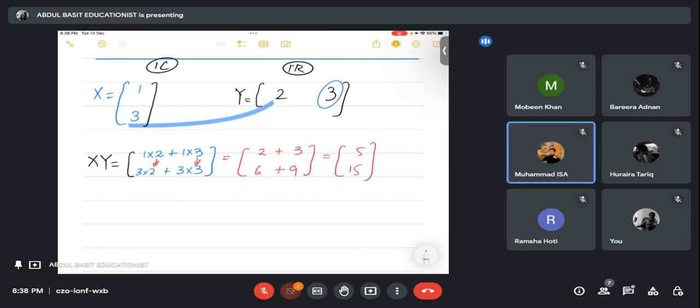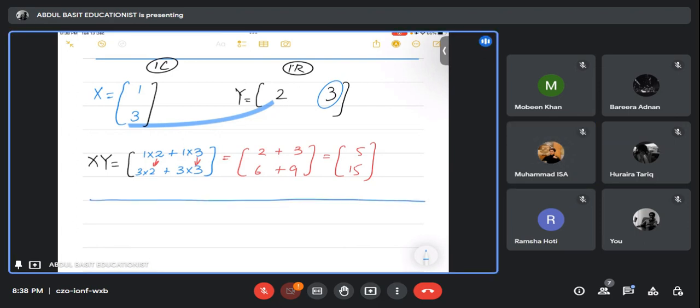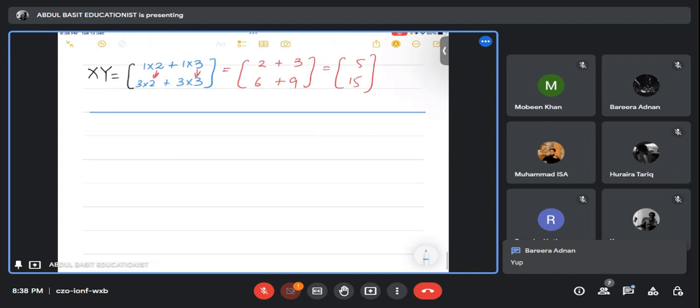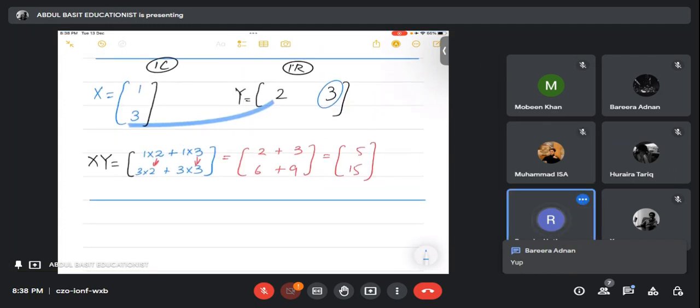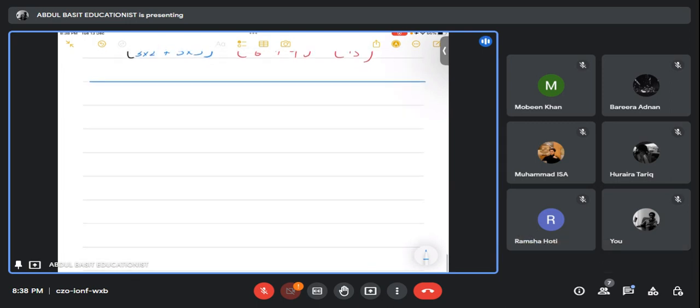Yes sir. Okay, I'm left with the last part of this Cambridge syllabus. Ramsha, do you have any question, beta? No. Okay, I'm left with only the last part of this topic from the Cambridge point of view, and then we have to practice some past paper questions tomorrow in the class. I'll send a few worksheets to you as well, and that is the inverse of the matrix.